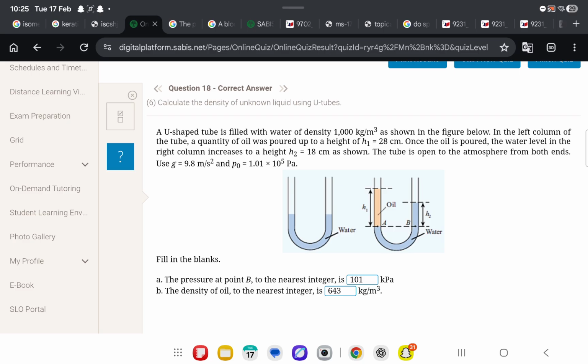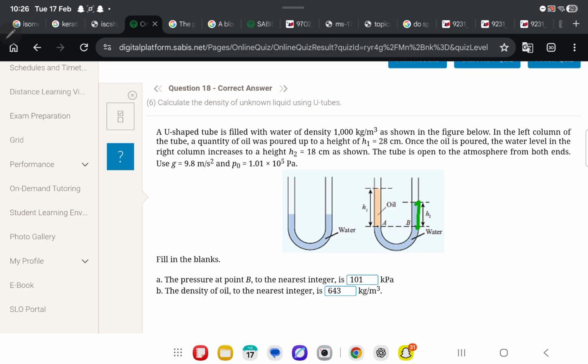Yeah, this is wrong. So essentially what you do is, here, I don't know if I read the question or not, because I think I was gone for like 15 minutes. So, the pressure at point B to the nearest integer. Now, the pressure at point B is here, right? It's on the water side, so we're going to ignore the oil completely.